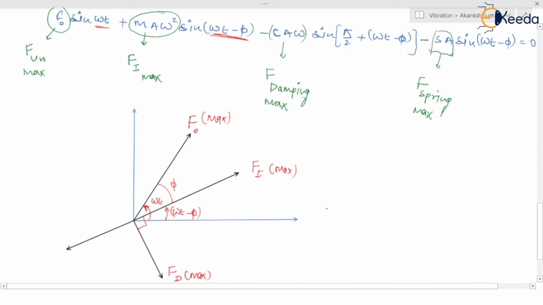And when you focus on the spring force, that's S into A. So when you see the angle, that is omega t minus phi, similar to the inertia force, but the thing is that there is a minus sign, so that's why it would be in the opposite direction to that of the inertia force. So there will be F spring maximum value. So by default you can see that the spring force and the damping force are also at a 90-degree angle to each other.